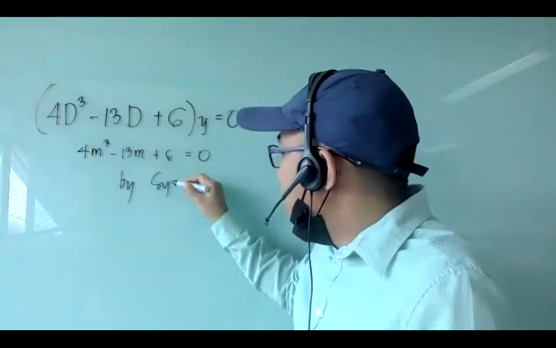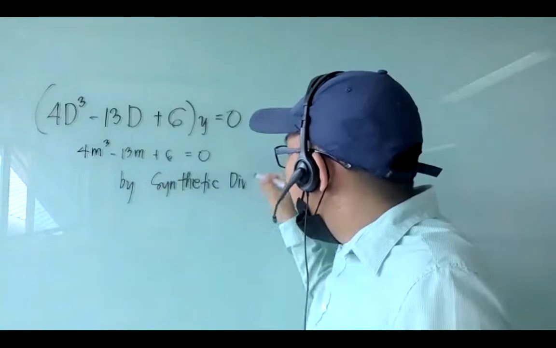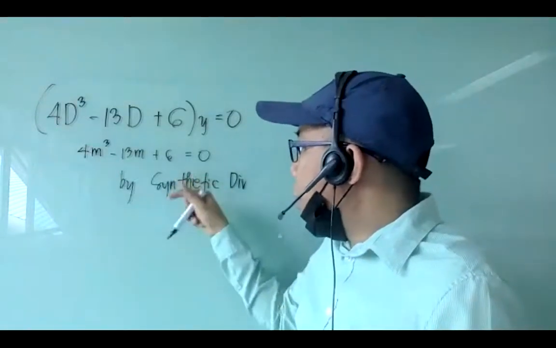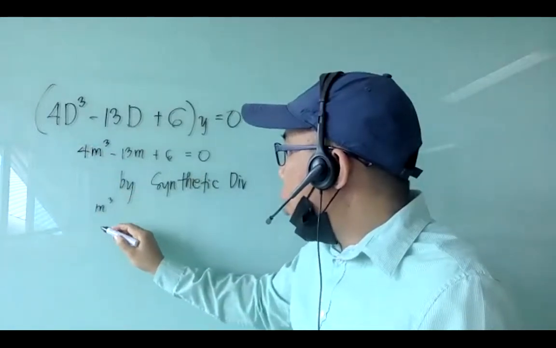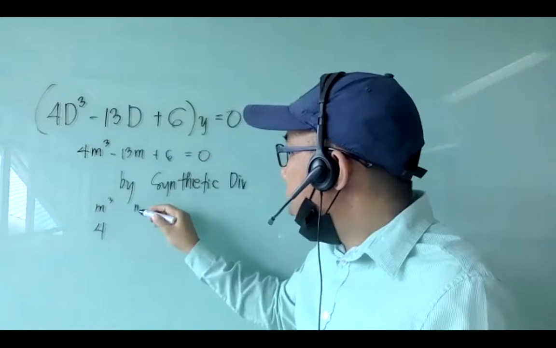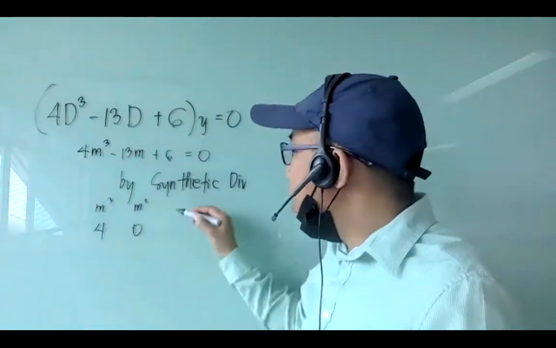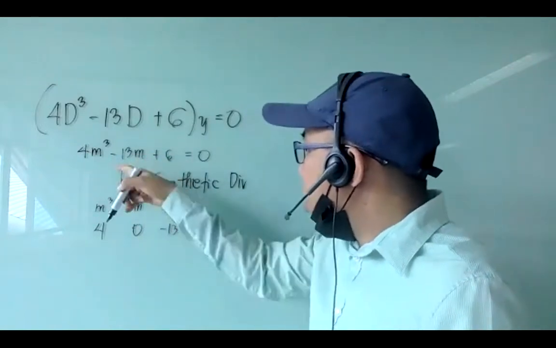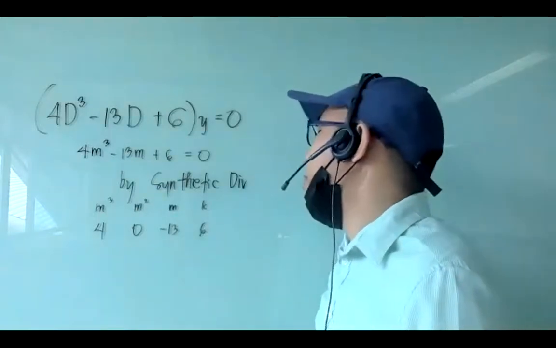So by synthetic division. Pag synthetic, kopyahin natin yung mga coefficients. We write the coefficients. So here, for M cubed, ano yung coefficient ni M cubed? 4. Anong coefficient ni M squared? Wala, sir. Okay, 0. Lalagay natin. Anong coefficient ni M? It's minus 13. So just copy the sign. Ano yung constant? Yan, 6.